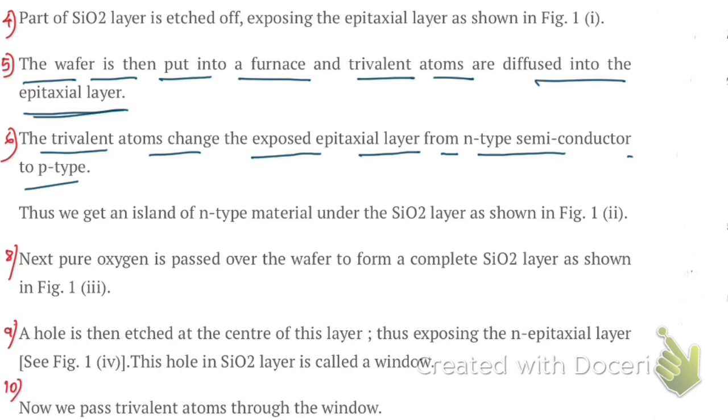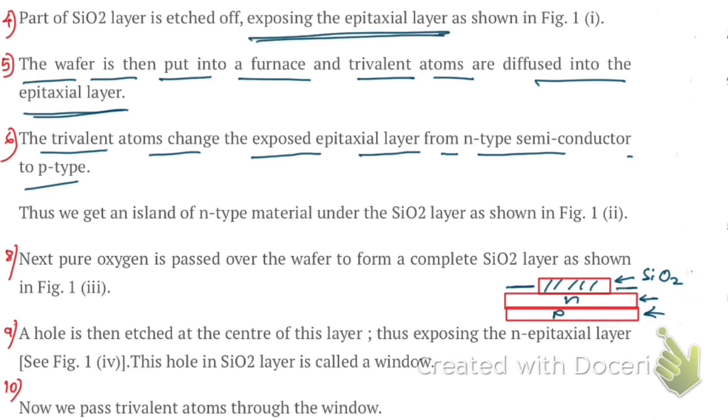That means, as we have drawn in this diagram, you can see we have taken a p-type substrate. This is the base surface. The base substrate is p-type. Then we have deposited n-type material. Then a silicon dioxide layer was grown and etched from both sides to expose the epitaxial layer. We have put this into a furnace and trivalent atoms are diffused into it, and as a result, from this portion, the n-type material is converted to p-type.